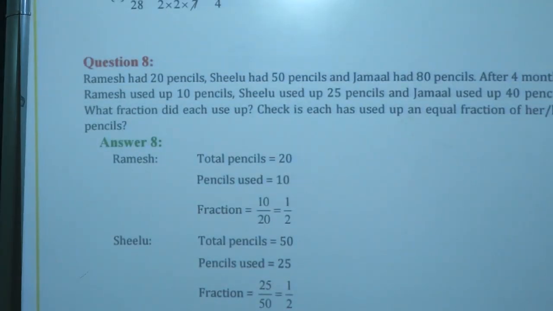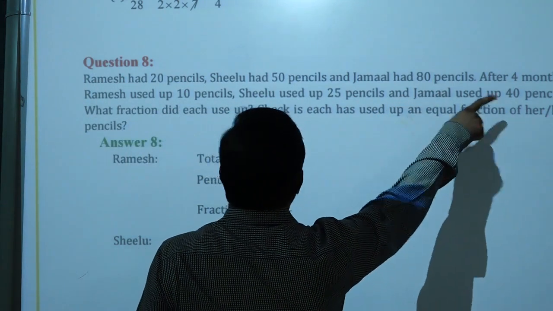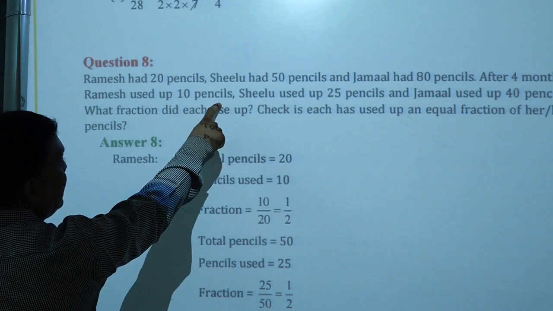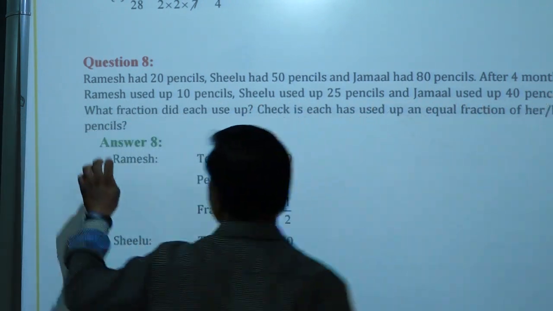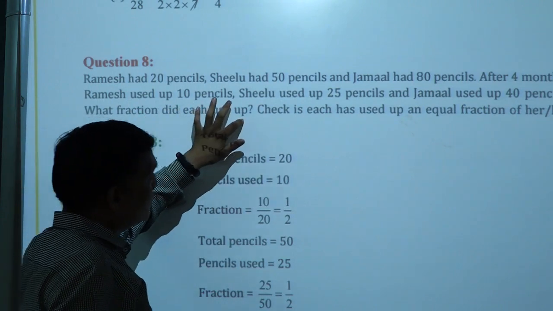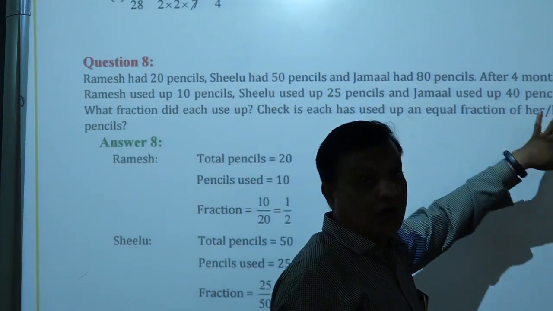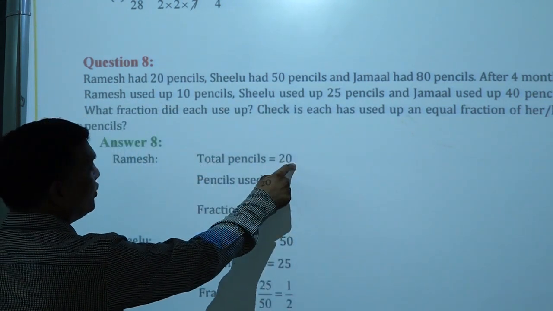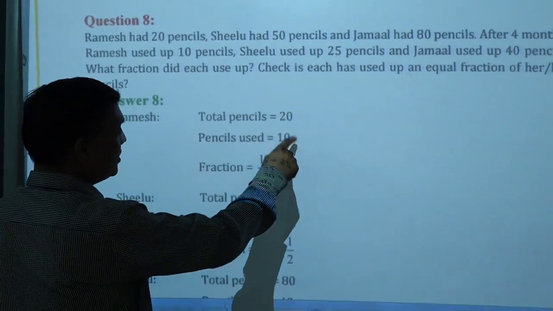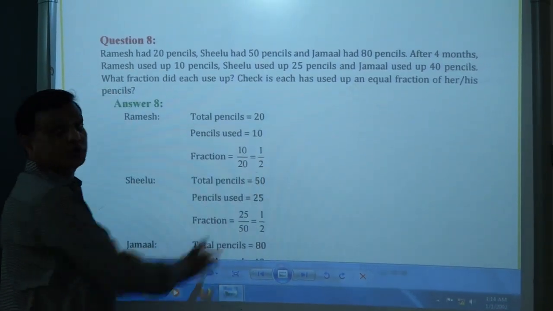Now Ramesh had 20 pencils, Shelu had 50 pencils and Jamal had 80 pencils. After 4 months, Ramesh used up 10 pencils, Shelu used up 25 pencils and Jamal used up 40 pencils. What fraction did each use? Check whether each has used an equal fraction or not. Ramesh, total pencils are 20, pencils used 10, so 10 upon 20, so 1 upon 2 fraction.